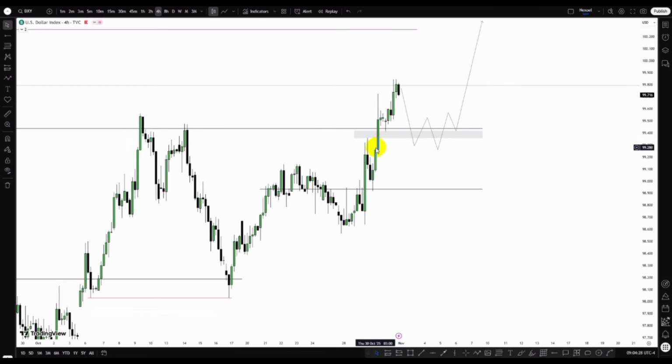So if price doesn't hold from the fair value gap, then we have to look at the sell movement here before this buy movement that took out this high.